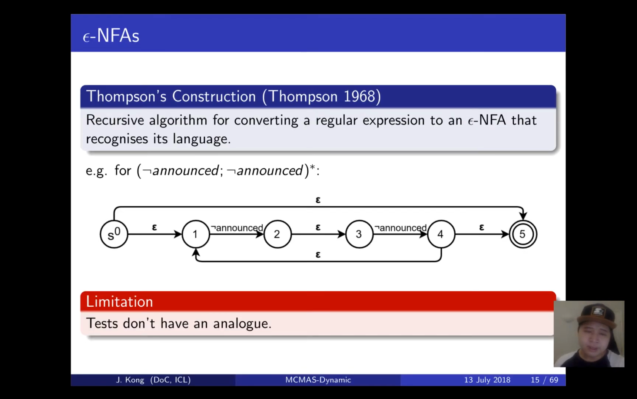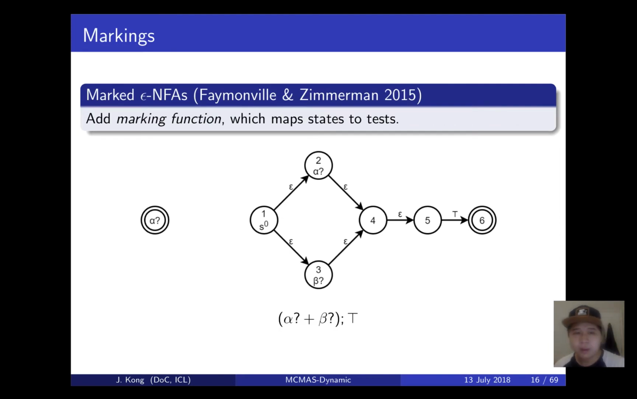So this actually covers most of the path expressions, the exception being the test construct, which doesn't quite have an analog in regular expressions. So in 2015, Fionda and Greco proposed the concept of a marking function, which is a mapping of states in the epsilon NFA to tests. And this will come in useful later when we are trying to convert these epsilon NFAs into alternating automata.